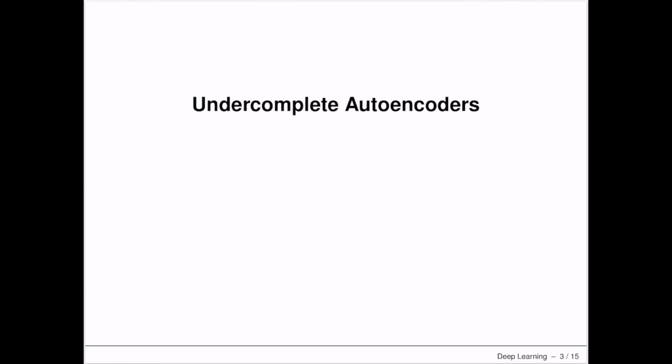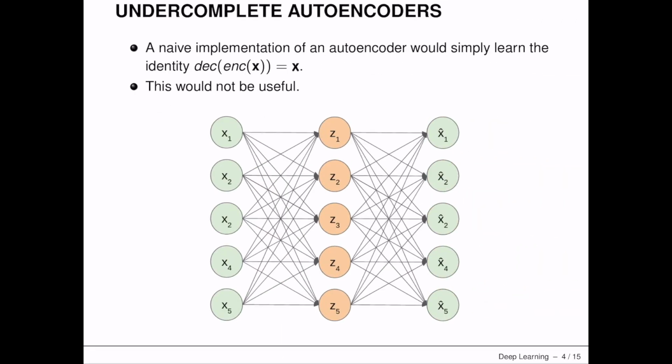Now we come to a special form of autoencoders, the so-called undercomplete autoencoders. A naive implementation of an autoencoder would be that we take such a 3-layer neural network with inputs, one hidden layer, an output layer, and take exactly the same number of neurons in each layer. With such a network, we could learn a perfect reconstruction, but it would not be useful at all. Maybe you can pause the video for a moment at this point and think about what could happen.